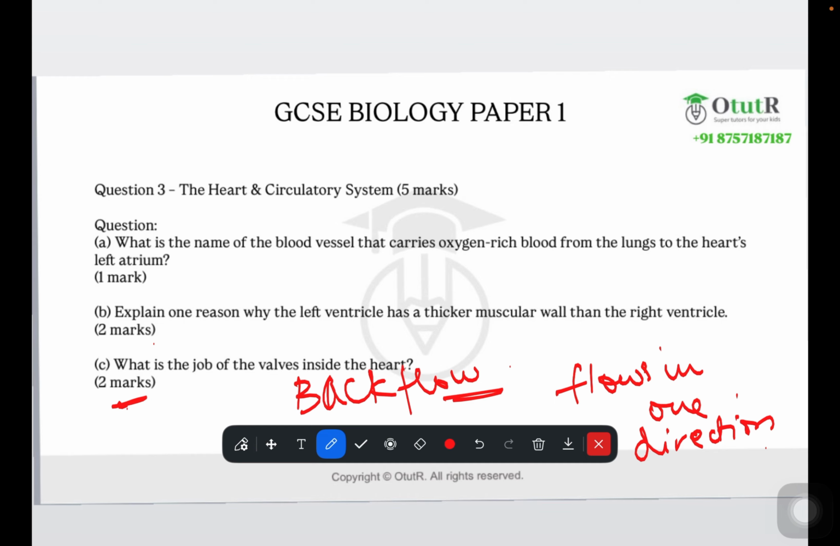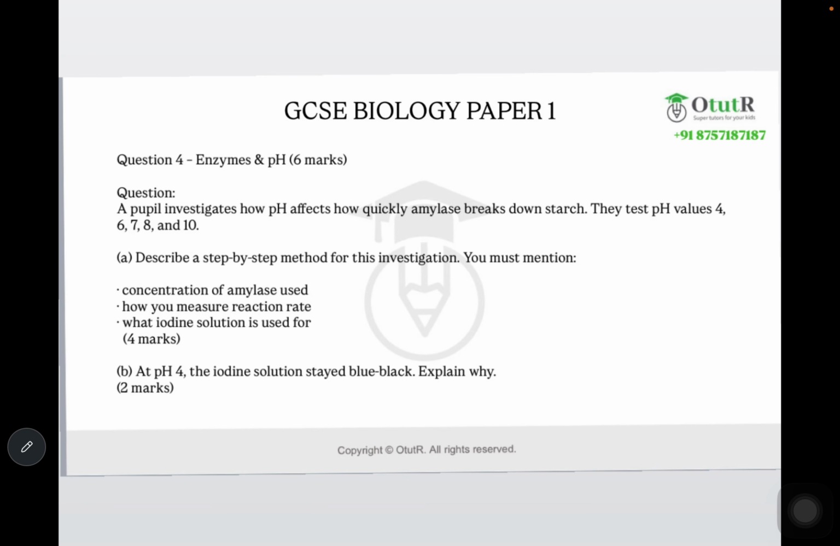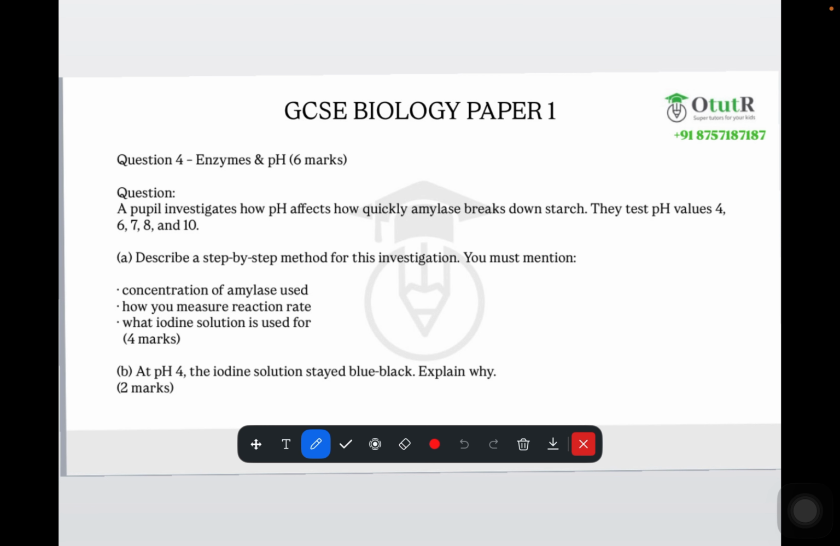Let's see another question. Question number 4. A pupil investigates how pH affects how quickly amylase breaks down starch. They test pH values 6, 7, 8, and 10. Describe a step-by-step method for this investigation, and you must mention the concentration of amylase used, how you measure reaction rate, and what iodine solution is for. Part B says that at pH 4, the iodine solution stayed blue-black. Explain why.